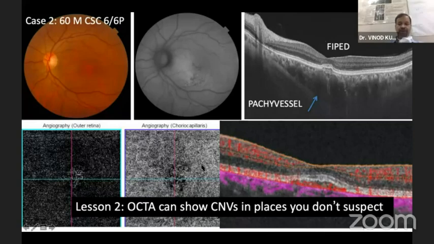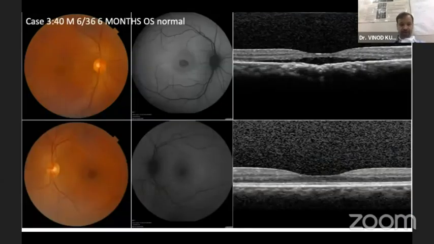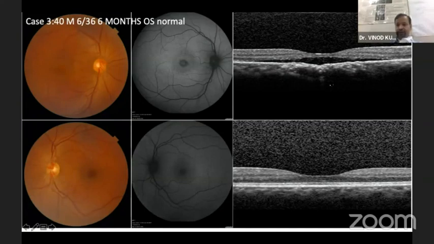Whether we want to treat this CNVM as of now would be a matter of debate, but the lesson we learned from this case is that OCTA can show us CNVMs in places where we do not suspect them also. Now, this is another patient, again looks like CSC. The left eye was normal, the right eye shows some kind of subretinal fluid.